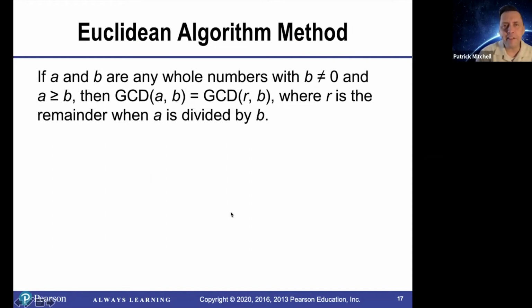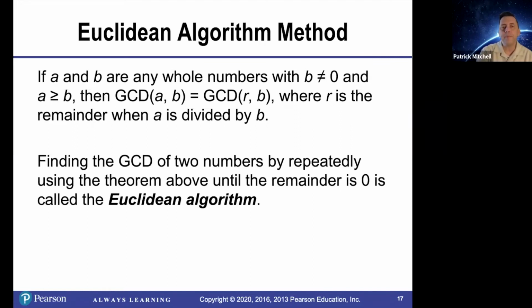All right, that brings us to the Euclidean algorithm, which I also really enjoy. If a and b are any whole numbers, with b not equal to 0 and a greater than or equal to b, then the GCD of a and b is equal to the GCD of r and b, where r is the remainder when a is divided by b. Finding the GCD of 2 numbers by repeatedly using the theorem above until the remainder is 0 is called the Euclidean algorithm.